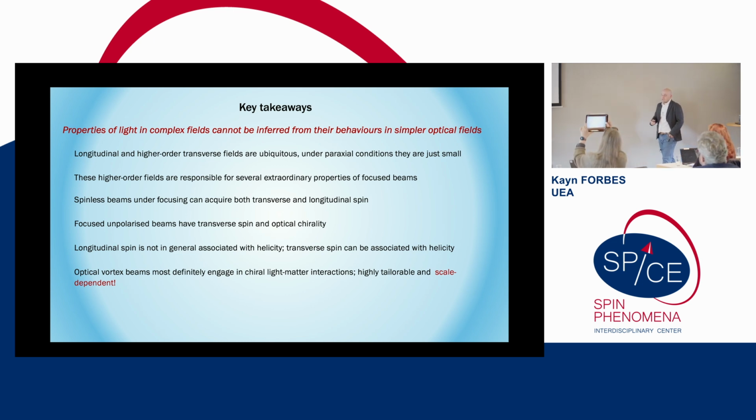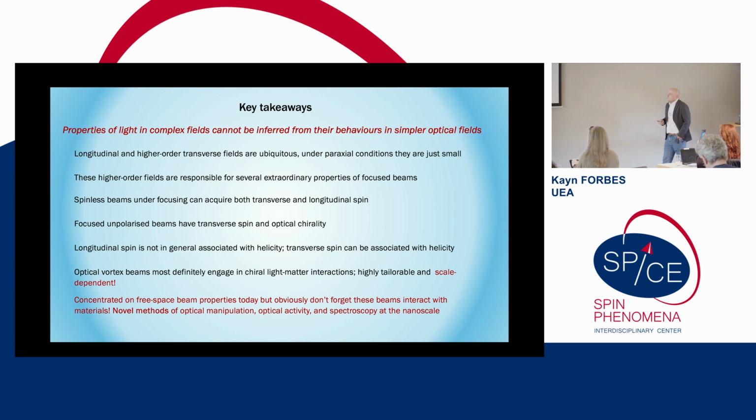Yes, this is probably the key one for the vortex, the chirality people. After 20 years of saying they don't do anything, optical vortex beams definitely do engage in chiral light matter interactions. It's highly tailorable, but the most important thing is that it's scale dependent. So whatever size your structure is, you want to probe if it's chiral, make sure the beam is similar. If not, you won't see anything. Okay, that is the ultimate one thing to take away from this talk if you're an experimentalist. Make sure you focus your beam to be the same size of whatever it is you're probing, and you should see a chiral effect.